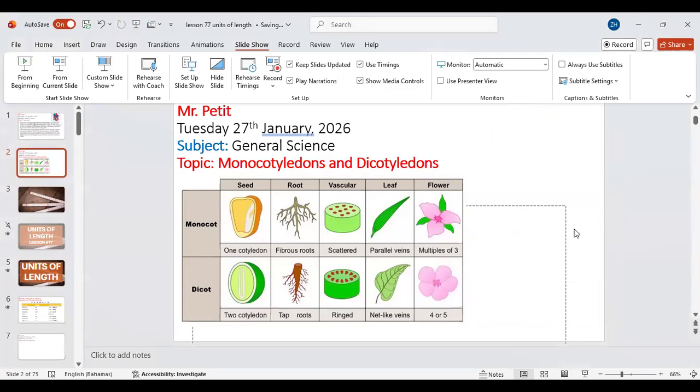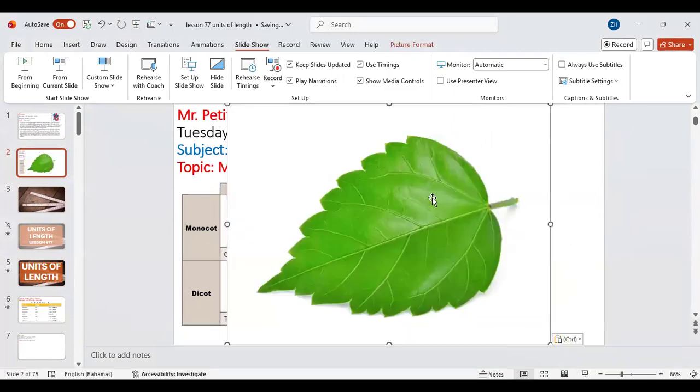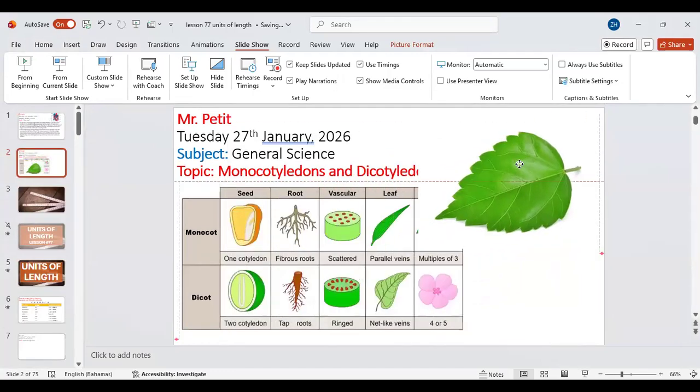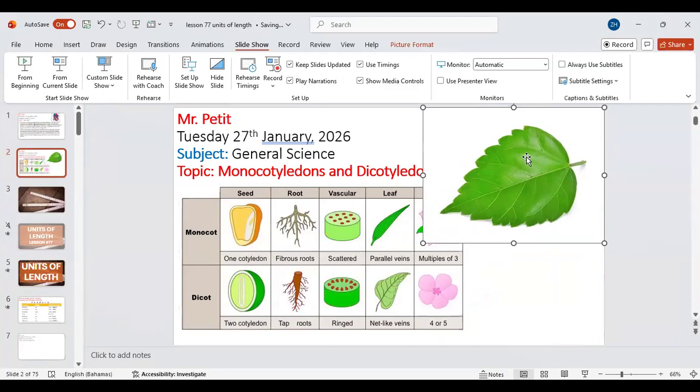Now, let me give you all another leaf. You're going to tell me monocot or dicot. So this one, monocot or dicot? Dicot. Why do you say dicot? Because of the net-like veins. Net-like veins. Very good. So their leaves are broad and it's going to be net-like.